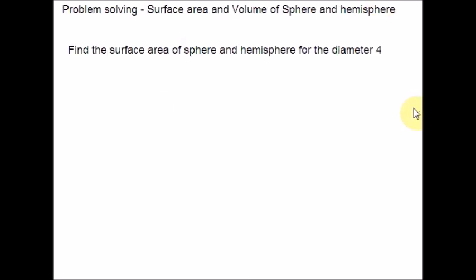Here is our next example. Find the surface area of the sphere and hemisphere for this diameter. In this problem, the diameter is given, so we can find the radius. Just divide the diameter by 2, because half of the diameter is our radius. Now we can use the surface area formulas for the sphere and hemisphere and find the respective surface areas using this radius r.